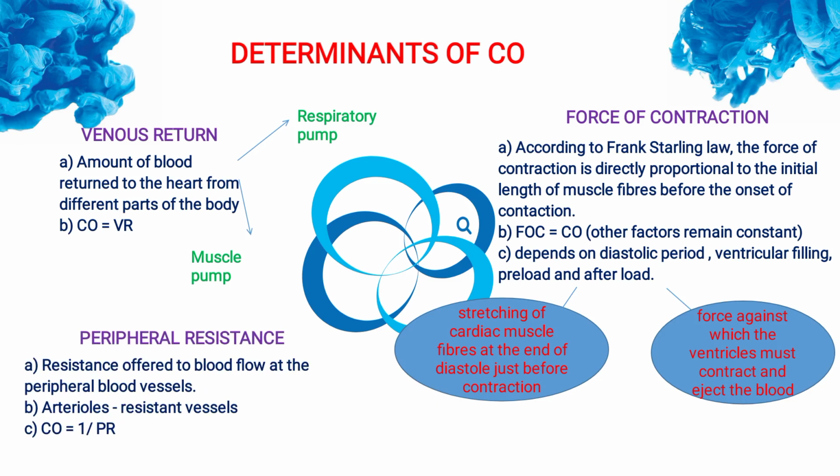The third determinant is the peripheral resistance. It is the resistance offered to blood flow at the peripheral blood vessels. Arterioles are called the resistance vessels and it is inversely proportional to the cardiac output. And the fourth determinant is the heart rate, which is directly proportional to the cardiac output.